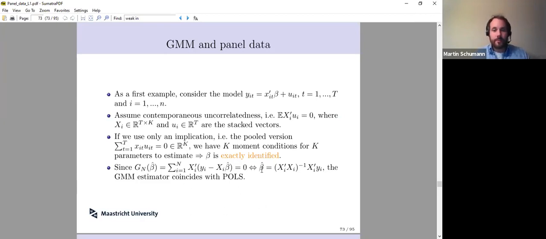And we can show that the GMM estimator would be beta hat. And this thing here is familiar. So this will coincide with the pooled OLS estimator. And by the way, here there is a sum missing. So here should be a sum over i, and here's a sum over i. I will fix that in the slides.